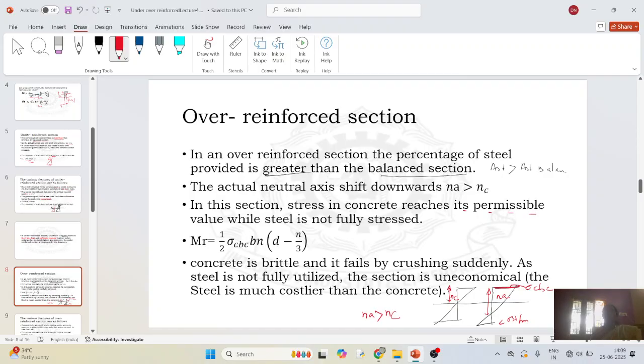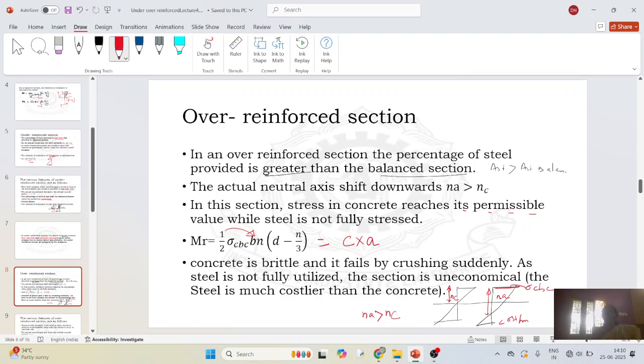So the failure will be taken first by the concrete. So the moment is calculated based on the permissible stresses in concrete. The moment of resistance equals C, the compressive force, into the lever arm. The compressive force we already know is the area of the stress diagram, half into B into n, where B is the breadth of the section, and the lever arm is d minus n divided by 3.